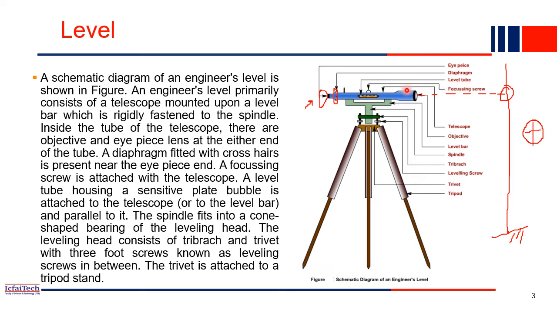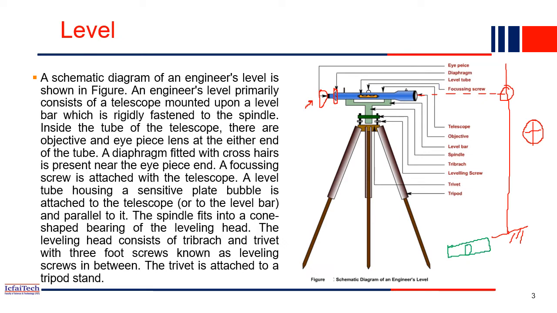Next you have the level tube. Here you see this yellow colored small rectangle. This is a level spirit. Let me draw it in an enlarged way. If you see the top view of the level spirit, it will be something like that. There is a small spirit inside, and one bubble will be there at the center.